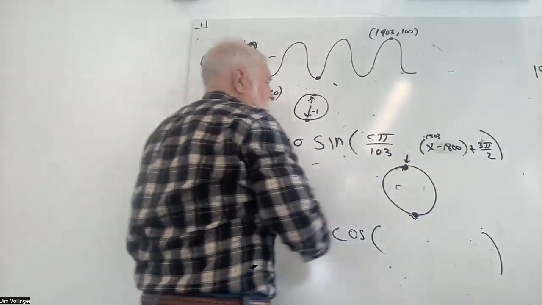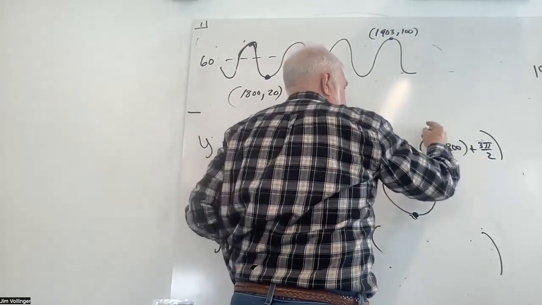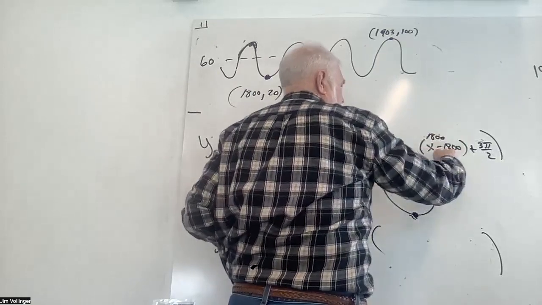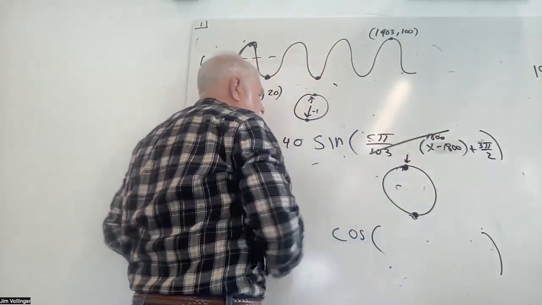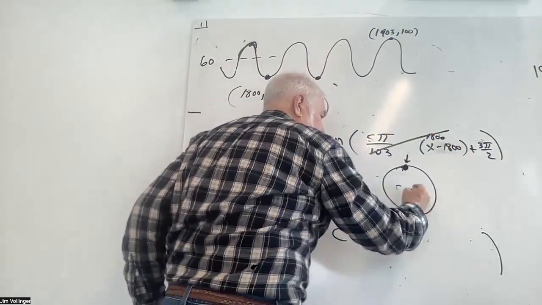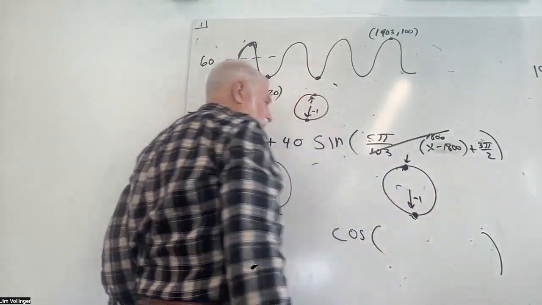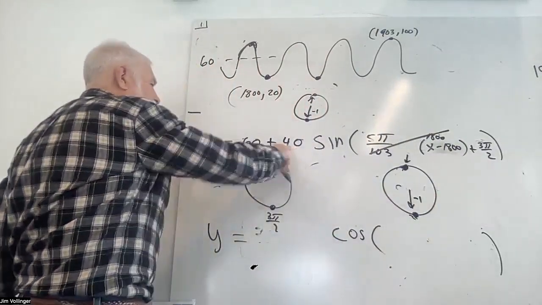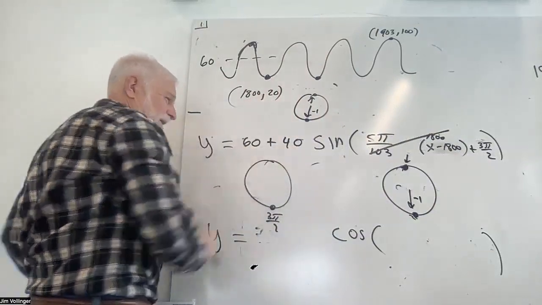Might be easier to see the 1800 here. Might be important for us to do that. 1800 minus 1800 cancels that. I'm at the sine of 3 pi over 2. What's the sine of 3 pi over 2? Negative 1. Negative 1 times 40 is minus 40 plus 60 is your 20.